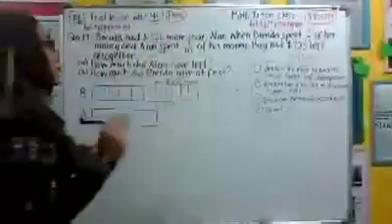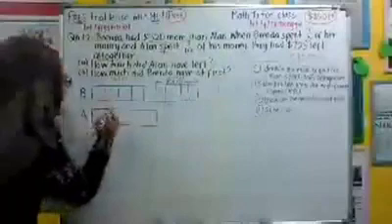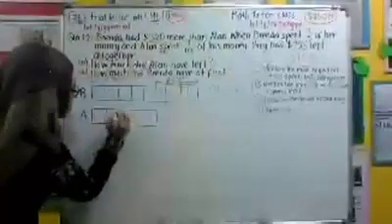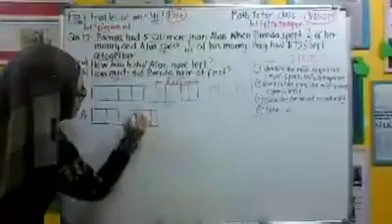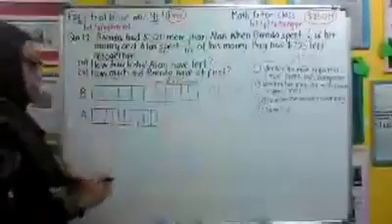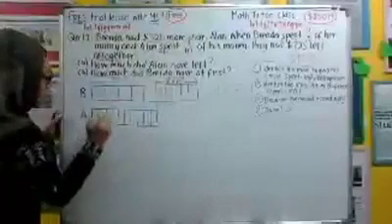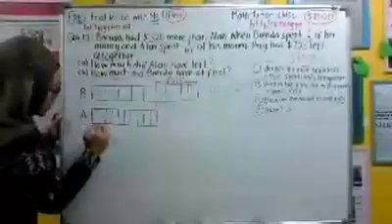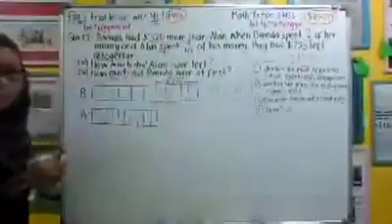Next one. Alan spent 3 over 10 of his money. So Alan, I must cut it into 10 parts. Okay, and Alan spent how much? Alan spent 3 over 10. So 1, 2, 3. This is how much Alan spent.